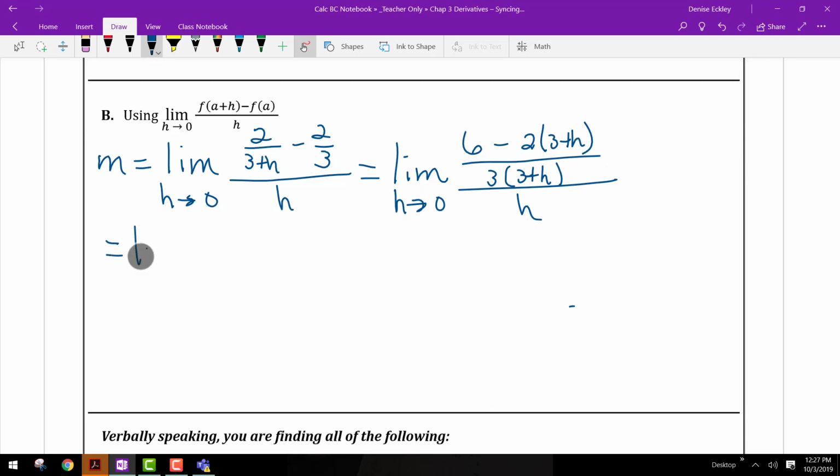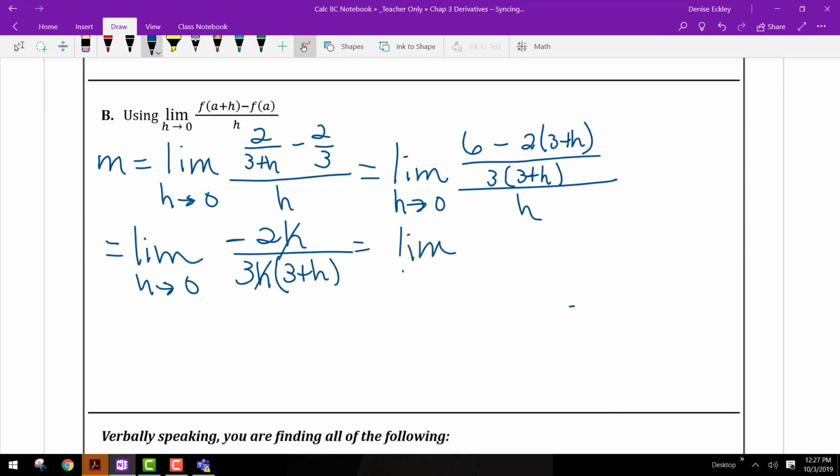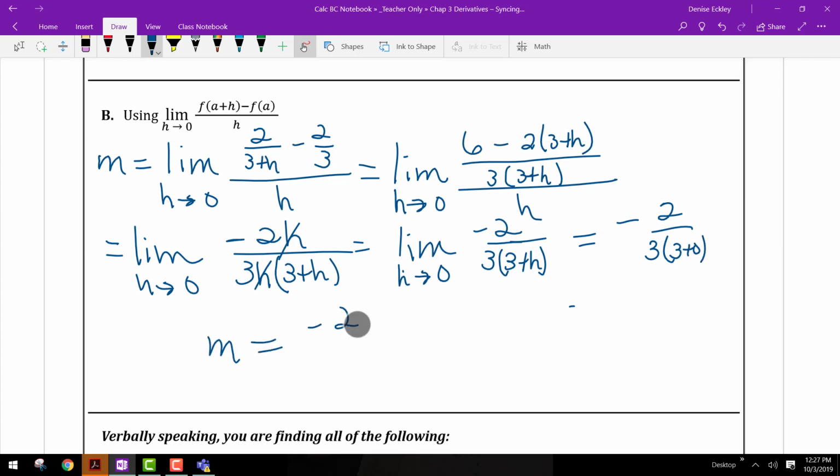So simplifying this, we have a limit as h approaches 0. The 6's will cancel, so I'm left with -2h on the top, and the bottom becomes 3h times (3 plus h). The h's cancel, so I'm taking the limit as h approaches 0 of -2 over 3 times (3 plus h). I can now direct substitute, so I get -2 over 3 times (3 plus 0). So my slope is, again, -2/9, just like it was in the first part.